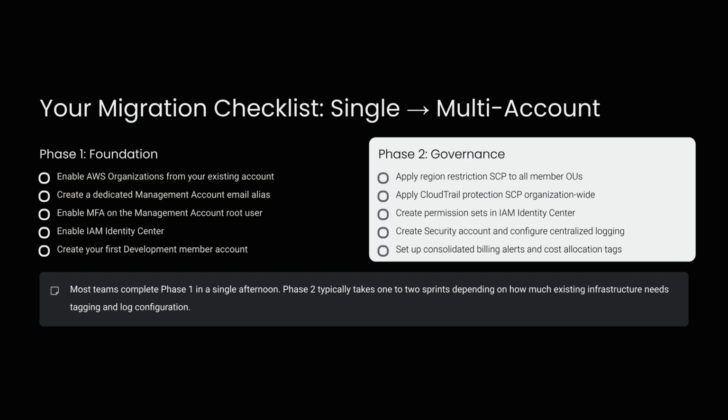This migration checklist summarizes the path from a single to a multi-account setup. Phase 1 focuses on the foundation, enabling Organizations, creating the management account alias, setting up MFA for the root user, enabling IAM Identity Center, and creating your first development account.